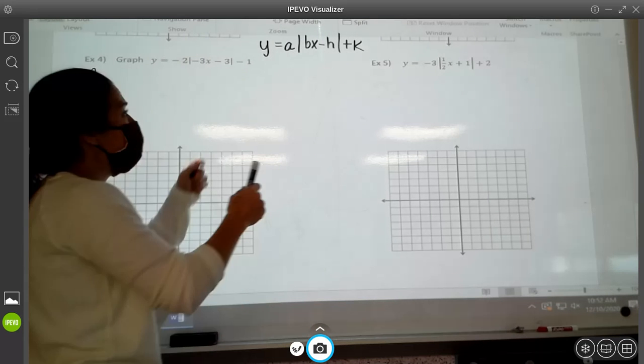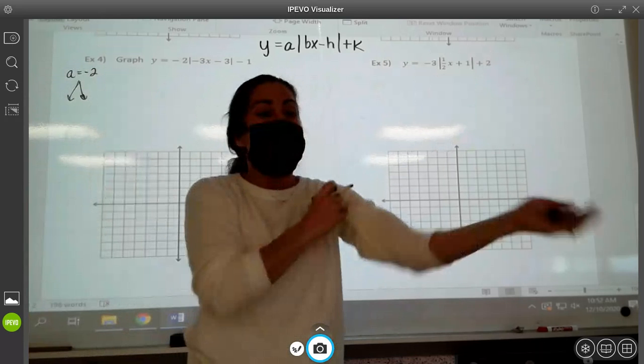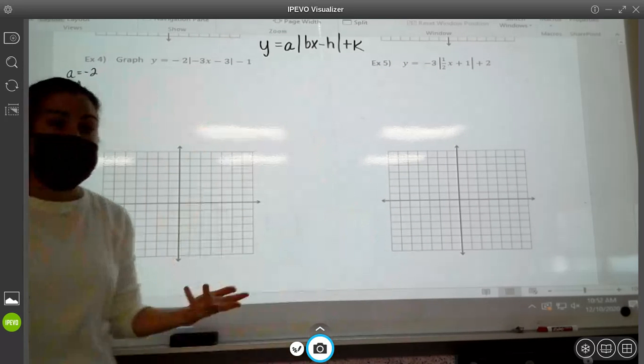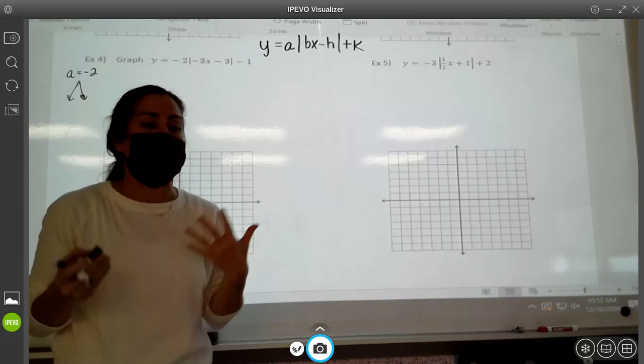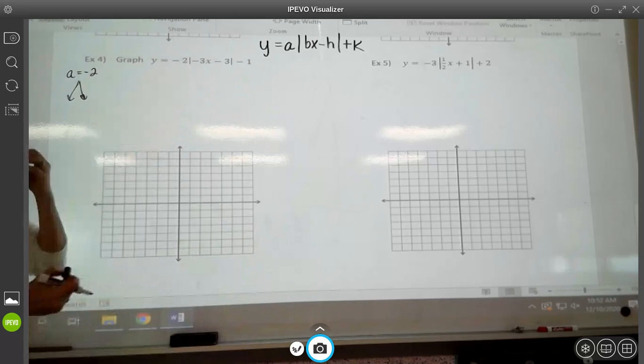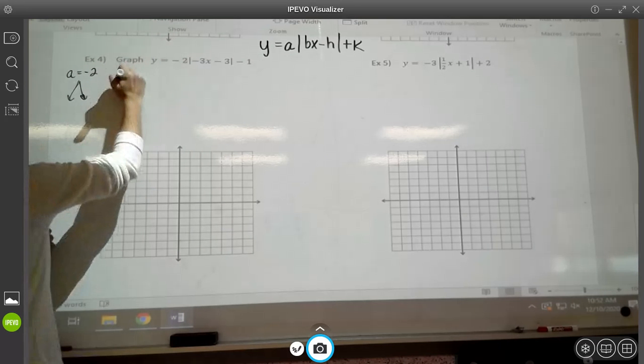All right? If the A value is a positive number, we know the V will open up. So it's a good idea to take note of that. So if your V ever ends up not opening in the right direction, you can catch yourself and fix that mistake. All right, here we go. If we're going to graph this, the most important point on the V is its vertex. So let's go find the vertex.